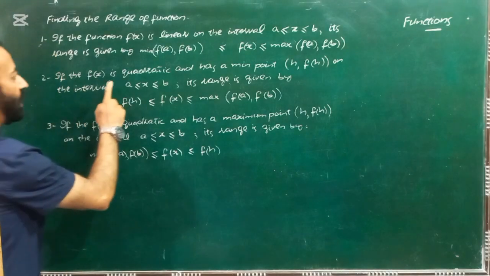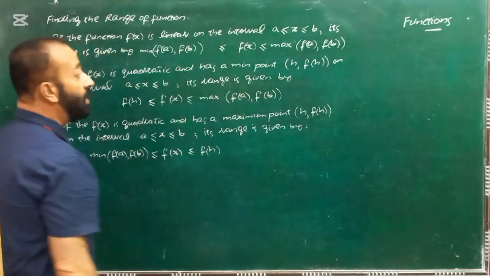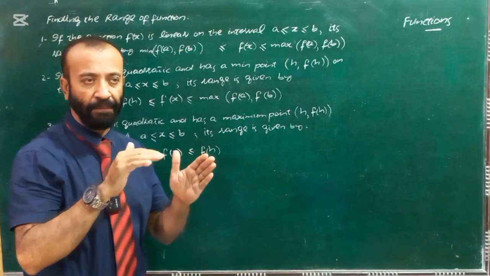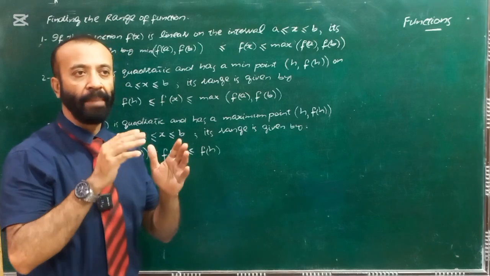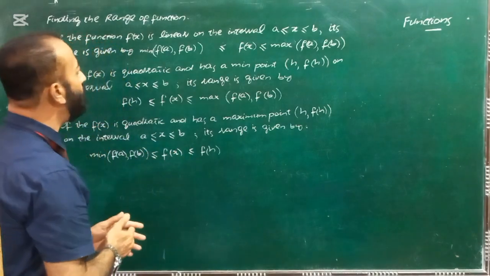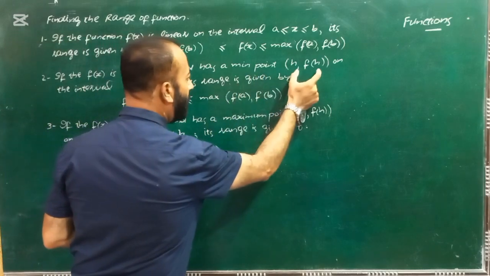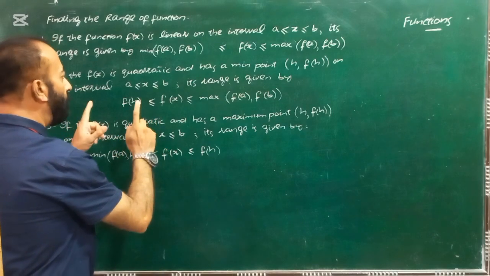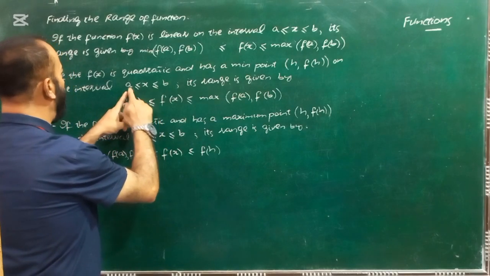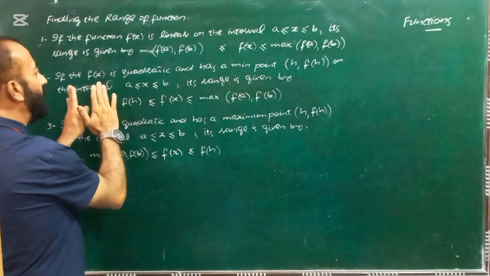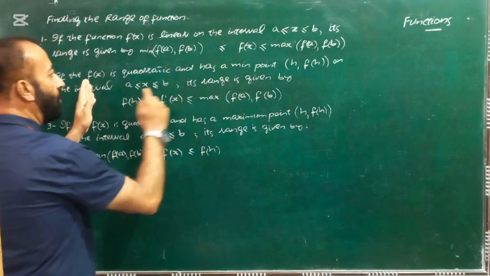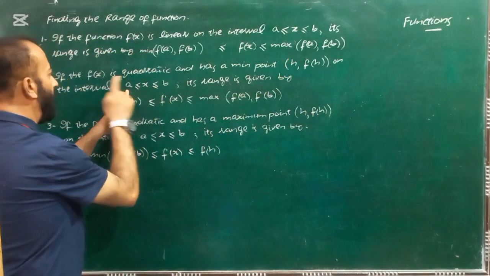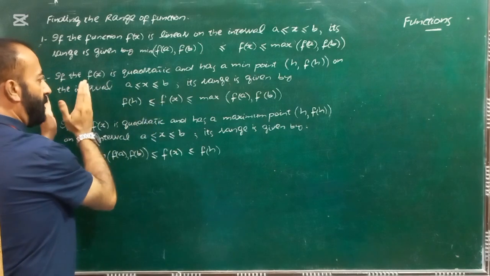The second condition is if the function is quadratic and has a minimum point. So if the function is quadratic, first you will find the minimum or maximum point by the completing the square method. If the point is minimum like this, here will be a point. So the range will be, first you will find again f of a and then f of b. Definitely there will be a maximum value and a minimum value. That minimum value is separate. Now you will find f of a, then f of b, and these will be 2 points.